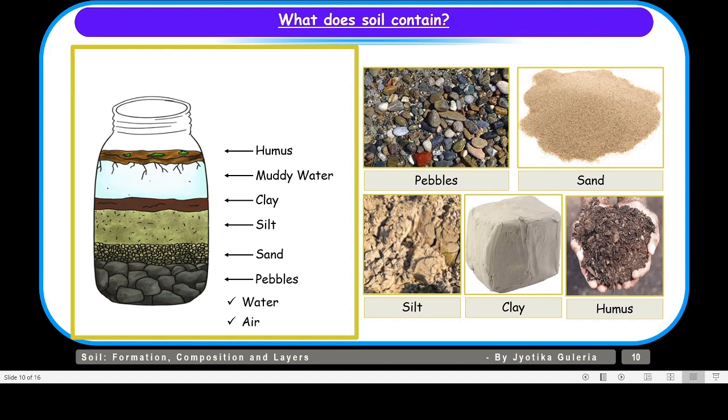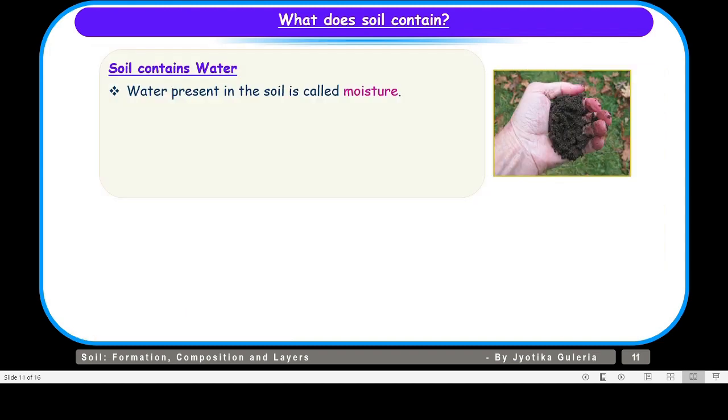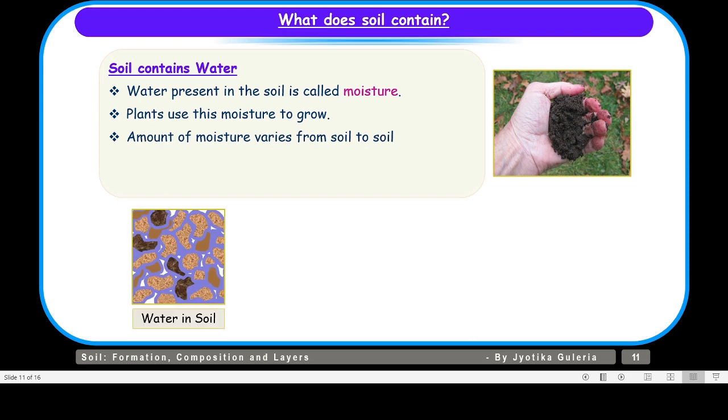Now let us understand the use of water present in the soil and how we can observe that soil contains water. Water present in the soil is called moisture. Plants use this moisture to grow. We know that roots absorb minerals and water from the soil. So that means soil contains water. Amount of moisture varies from soil to soil.